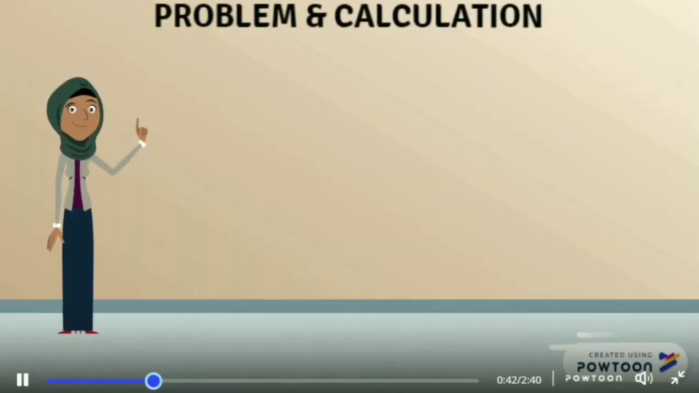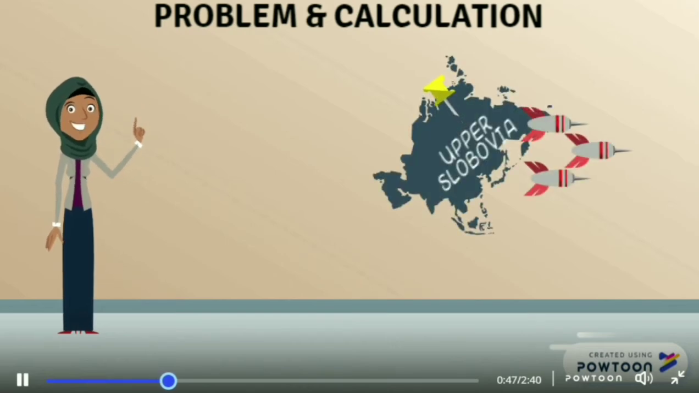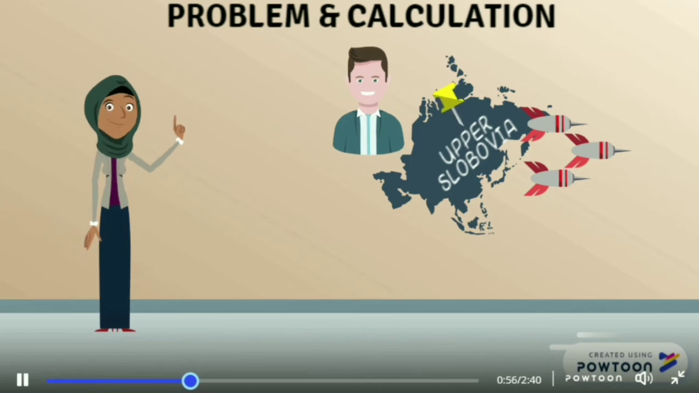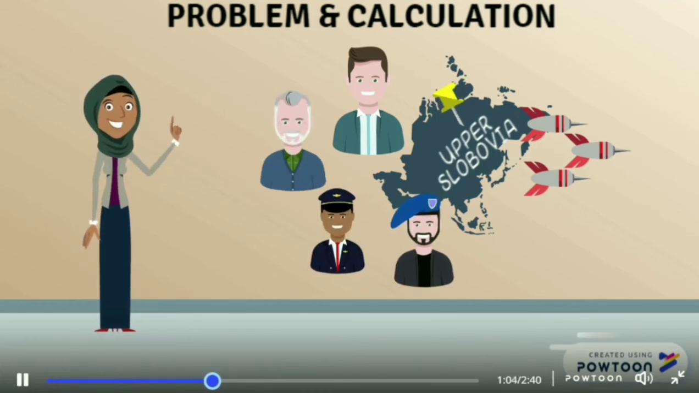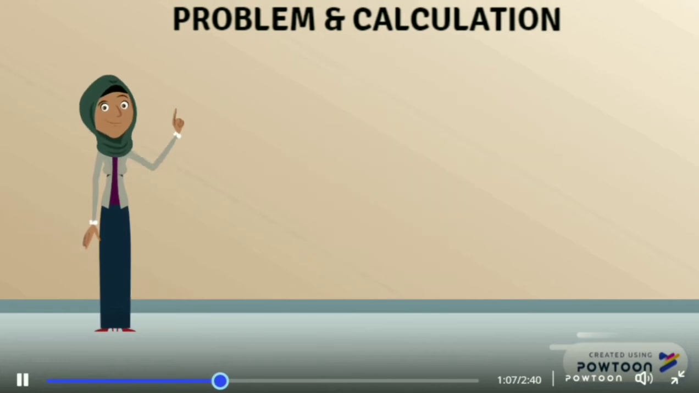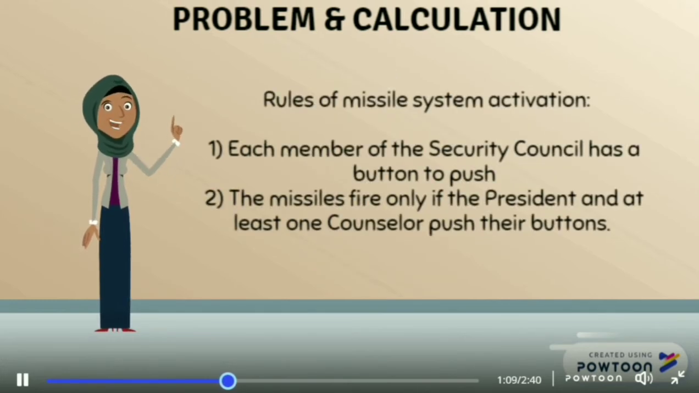Here is an example problem involving Boolean algebra and logic gates. The nation of Upper Slobovia has gained a missile defense capability governed by its Security Council. The council consists of 4 members: the Upper Slobovian President and 3 councillors, the Chiefs of Staff of the Army and Air Force plus the President's Uncle Homer. The missile system is to be activated by a device obeying these rules. Each member of the Security Council has a button to push. The missiles fire only if the President and at least one councillor push their buttons. Design the rocket firing circuitry.